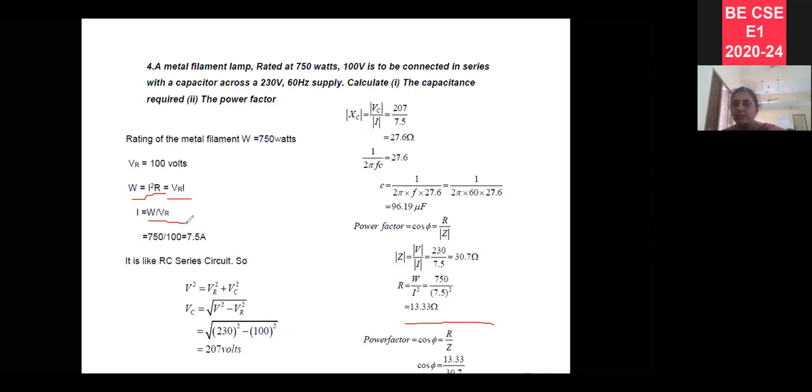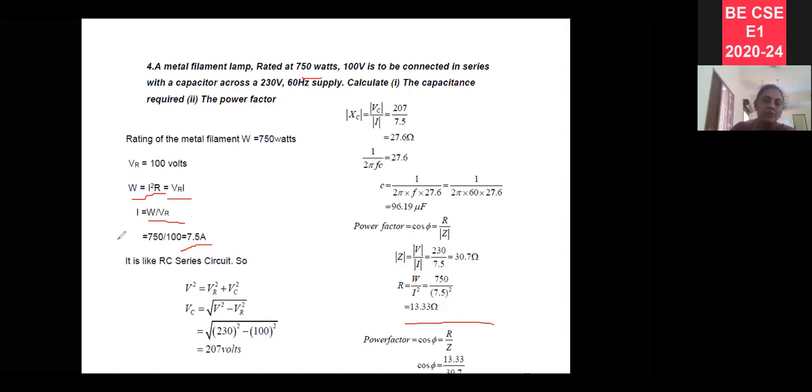Whatever method you are employing, it is right if the answers are right. You can follow any method; it is not strictly that you have to follow this method or that method. So I is equal to W by VR, and the W value we know is 750 watts. So 750 by 100 is going to be 7.5 amperes.